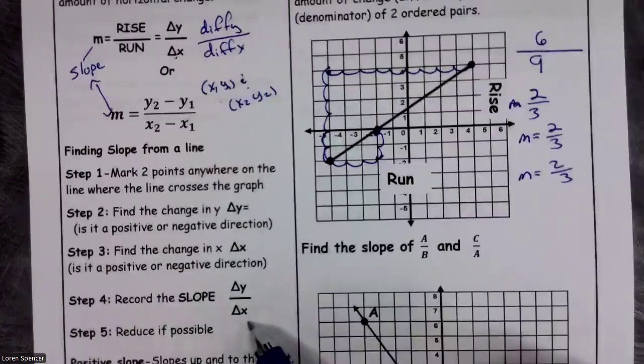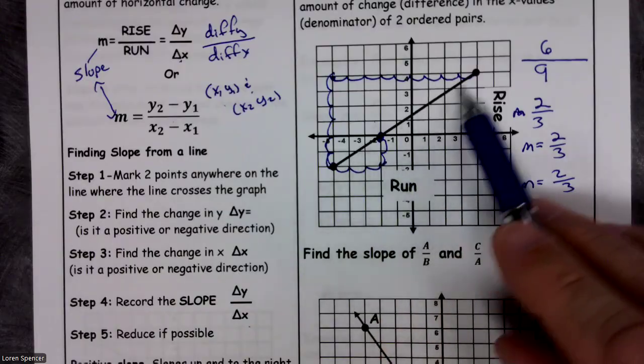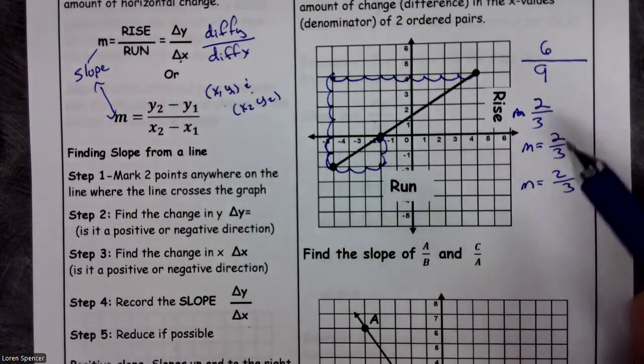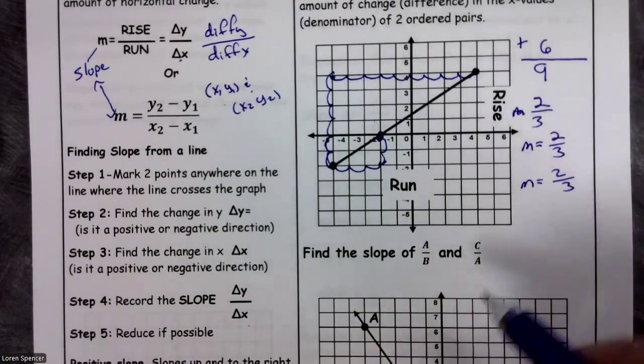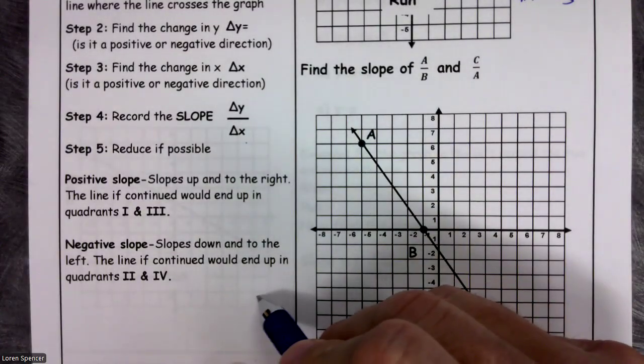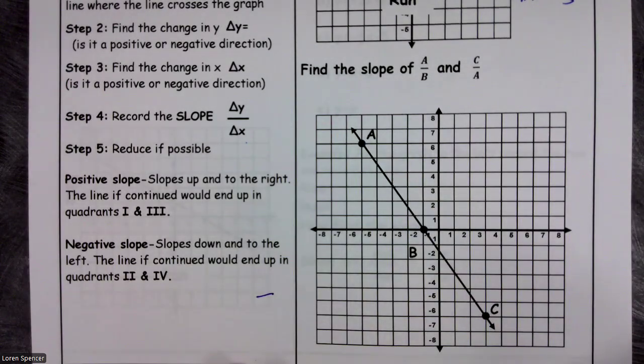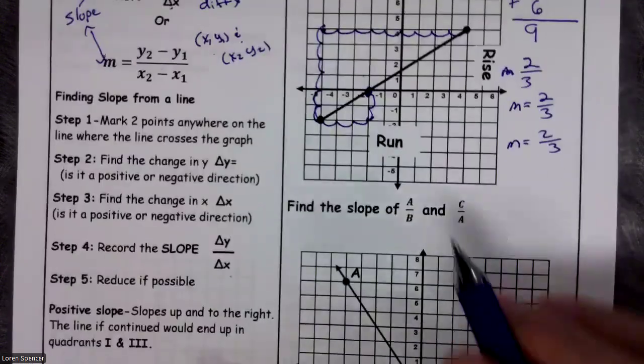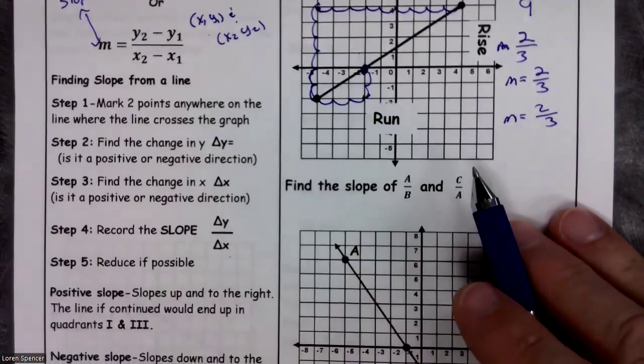Positive slopes are going up and to the right. I can look at this without even counting points. I know this is positive because it's going up and to the right. Whereas down here, I know I'm going to have a negative slope because I'm going down and to the left. Down and to the left is always negative. Up and to the right is always positive.